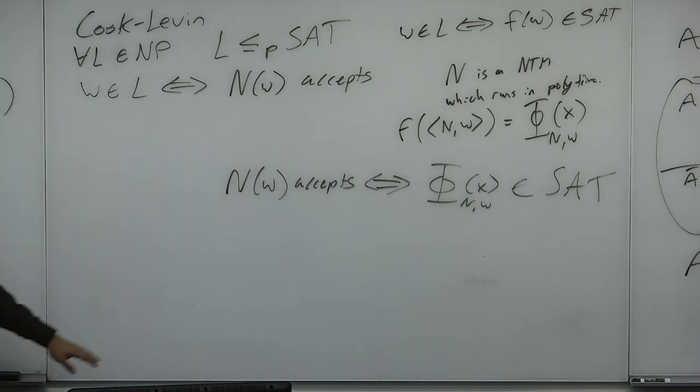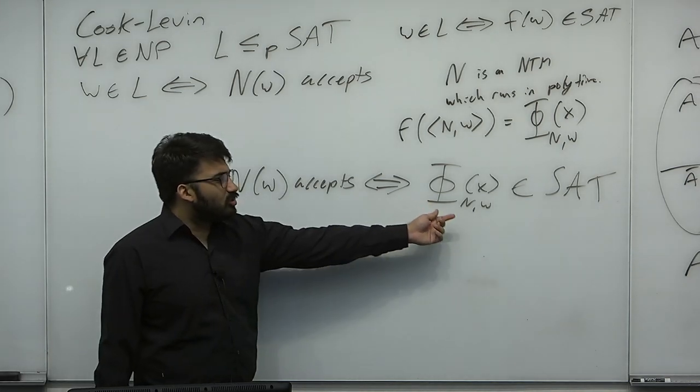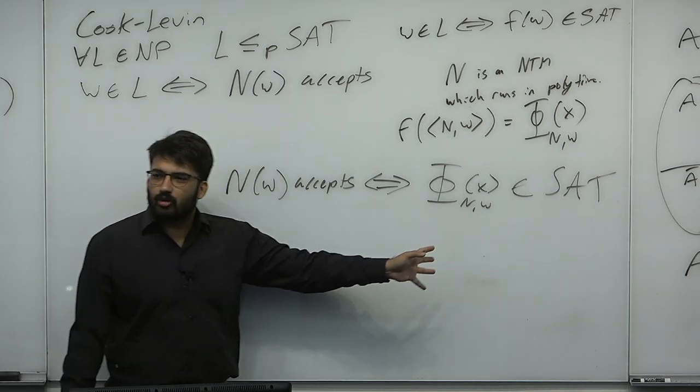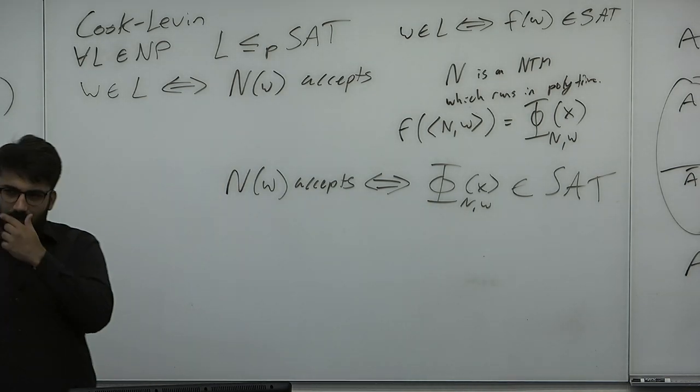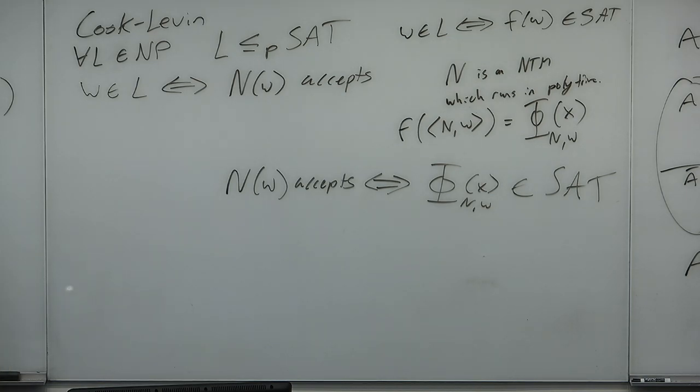What are the inputs to the formula going to look like? They're going to be a bunch of Boolean variables, but they'll encode something with semantic meaning. It's going to be the computation history. N is going to accept W. There's going to be a sequence of configurations of the machine, snapshots of the machine. X is going to correspond to an encoding of those snapshots. So if someone says, I know N accepts W, here's the proof, here's the description of the machine, you can plug those into that, and that would actually correspond exactly to the satisfying assignment.